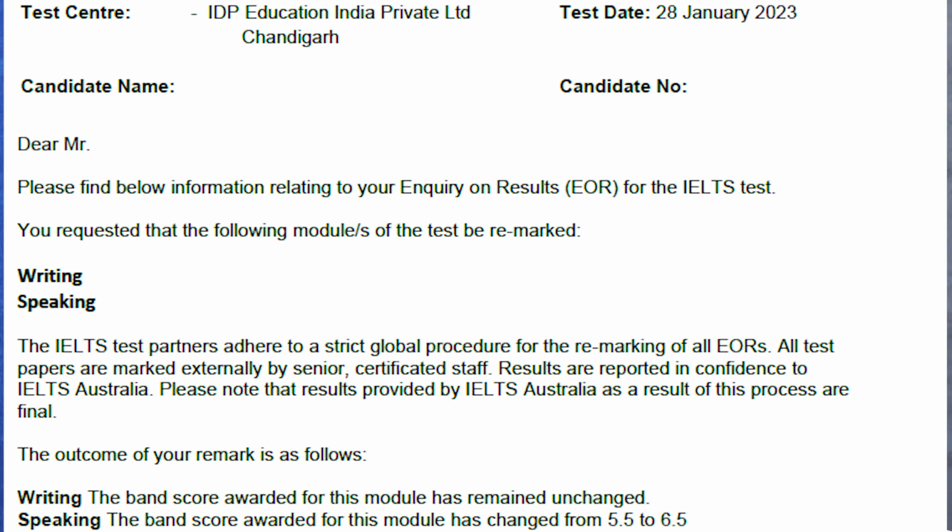So after EOR, his band score did not improve in writing, but his band score improved in speaking from 5.5 to 6.5. I don't know which finger I need to use. Yeah, 1 band increased, 1 band, solid 1 band.